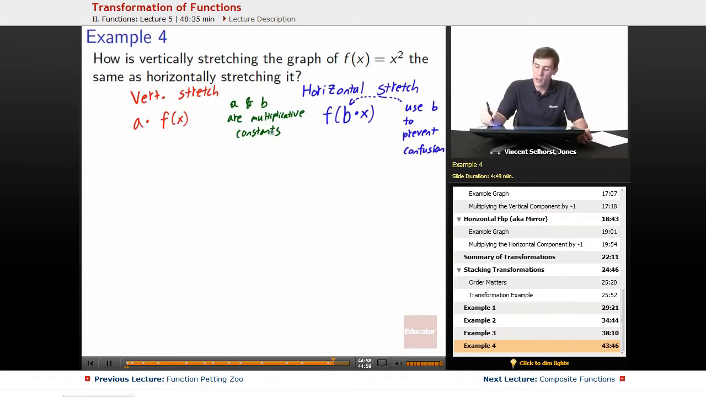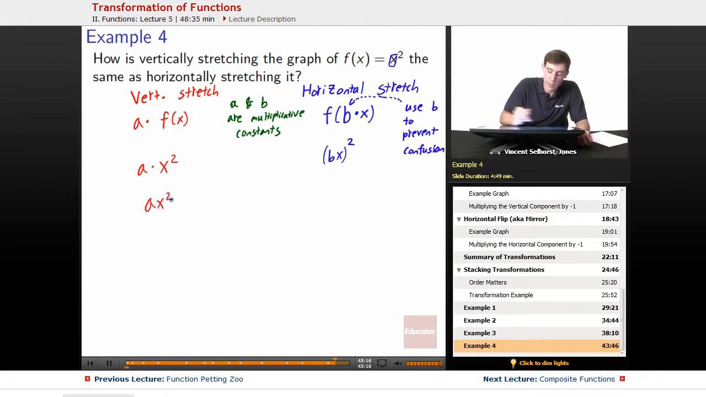All right, so let's see how this works on f of x equals x squared. A times f of x, that's going to be a times x squared. F of b times x, that means b times x will plug in instead for the x. So we'll get bx as the quantity squared. So over here we've got ax squared and b squared x squared, because the squared will get put onto both of them. So we've got these two things.